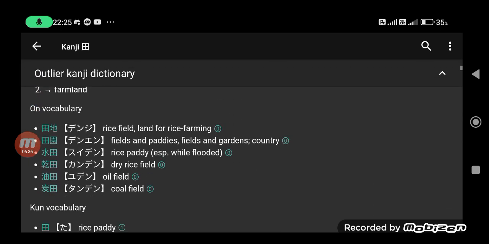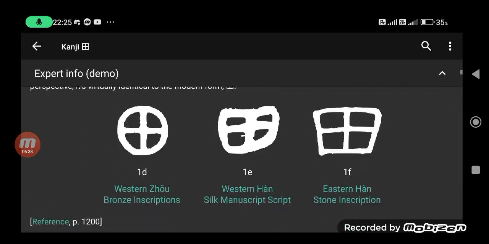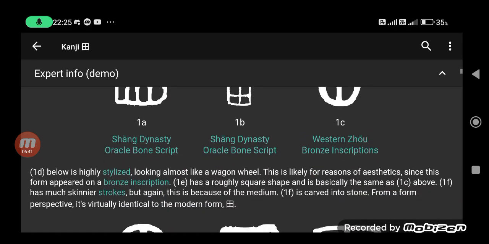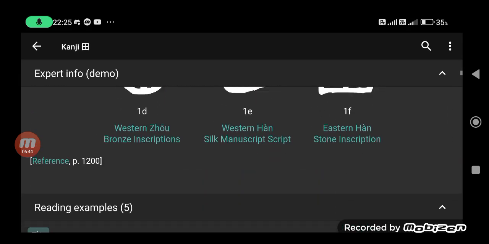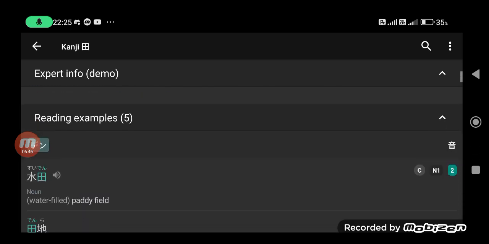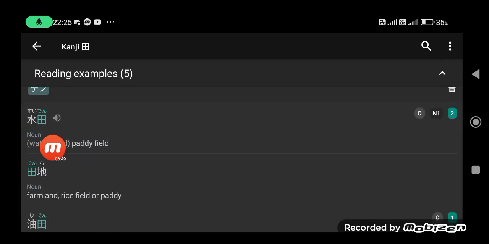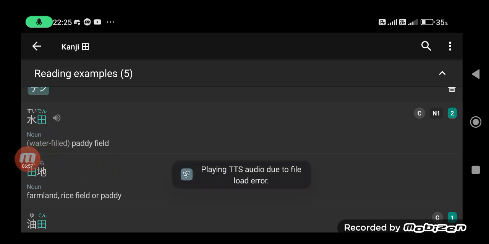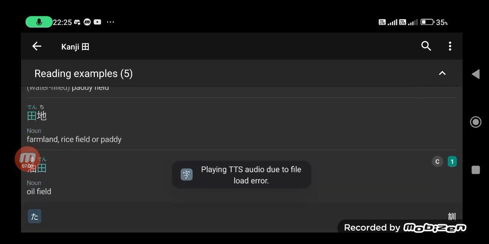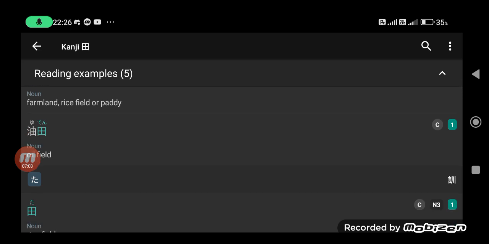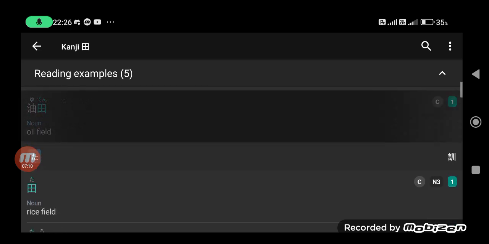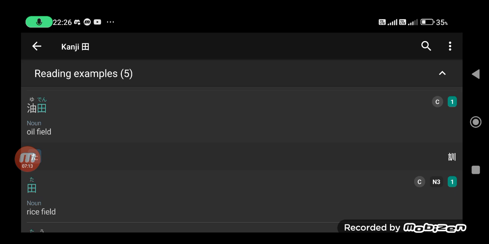Okay, these are expert opinions regarding the evolution of the kanji from the Shang dynasty all the way up to the Han dynasty. Some vocabulary here: suiden, paddy field. Suiden, paddy field. Okay, how about this? Denchi, farmland. Denchi. How about this? Yuden, oil field. Yuden.